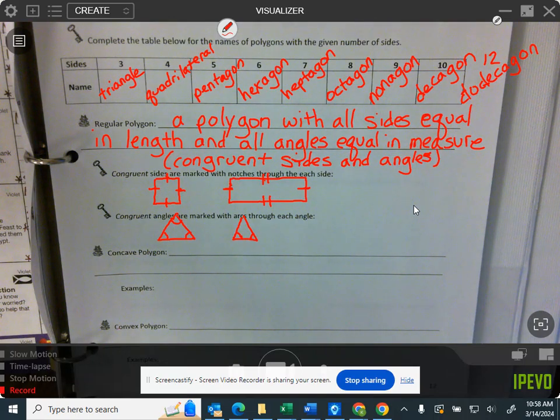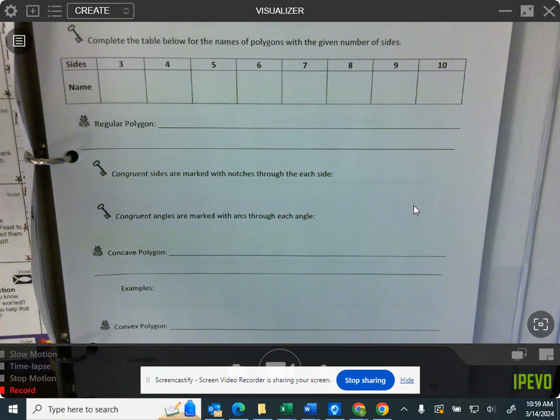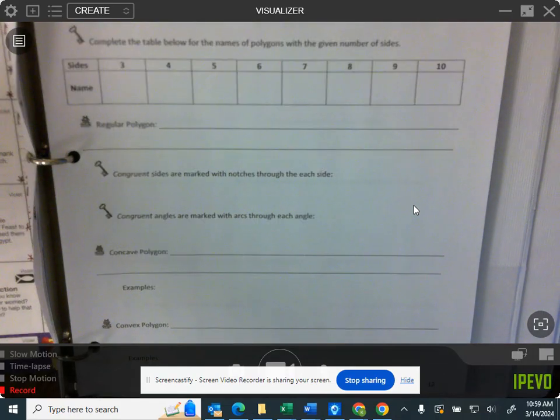So regular polygon, all the sides and angles are congruent. Think square. They're all the same. Think a stop sign. Stop signs, all the sides are the same measurement. All the angles are the same measurement. So those are regular polygons. So let's look at what it means to be concave and convex.